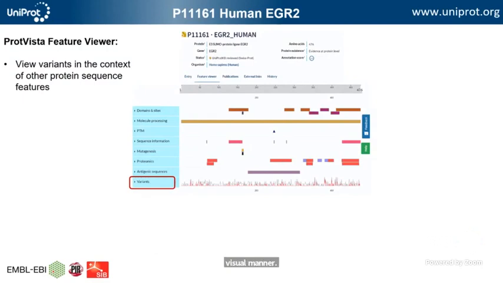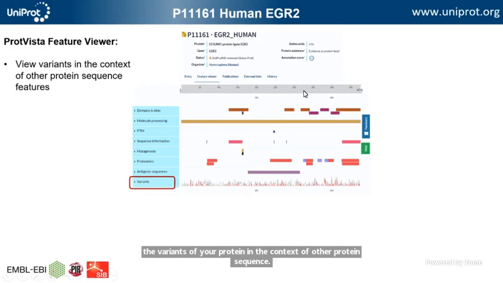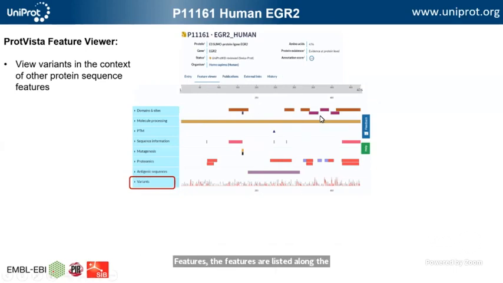The ProtVista feature viewer allows you to view the variants of your protein in the context of other protein sequence features. The features are listed along the protein sequence, as you can see here, and they are grouped into categories. You will find sequence features annotated, such as domains and sites, post-translational modifications, molecule processing, mutagenesis of different residues, as well as the variants at the bottom here. You can click on the variant tab to expand it further and see the variants displayed.